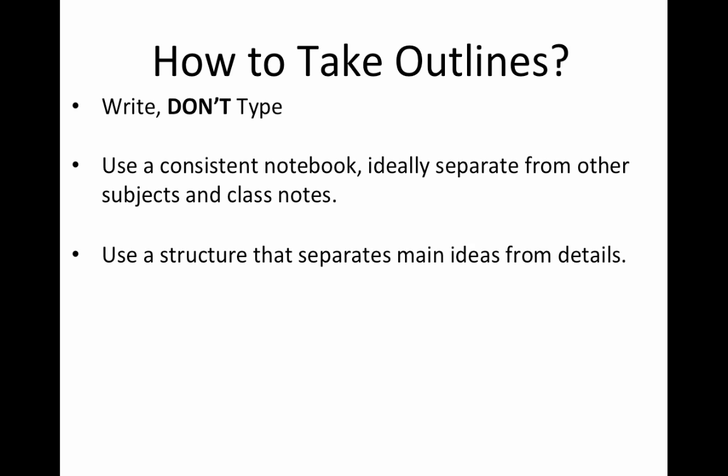Use a structure that separates main ideas from details. So this is usually done in one of two ways. The primary way this is done is using indentations and bullets. So for example, on the first line, I might write the title of the section and what section I'm doing. And then the next key idea, I will indent slightly and I will write the main key idea. And if there's a couple of definitions that are below that, I would indent a little bit more and write those ideas below.